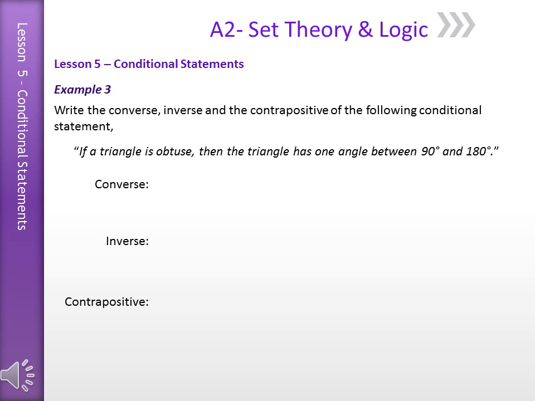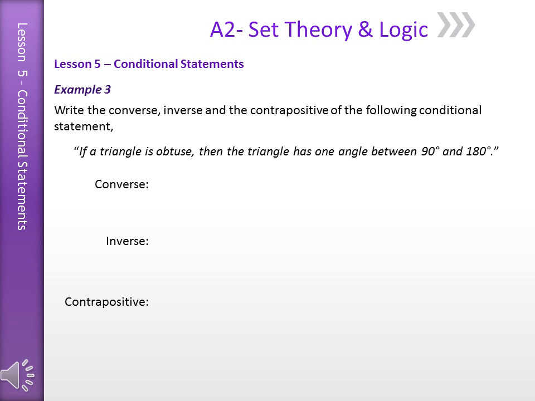This next example represents a very typical type of question that you could get on an assignment or on a test. So example 3. Write the converse, inverse, and the contrapositive of the following conditional statement. If a triangle is obtuse, then the triangle has one angle between 90 degrees and 180 degrees.